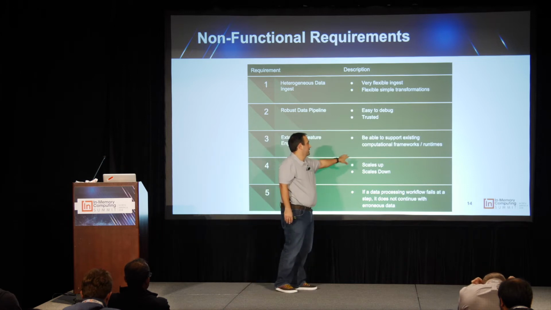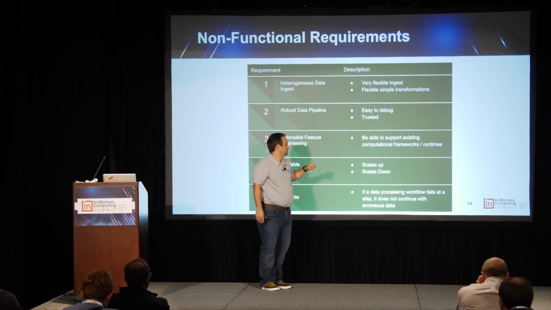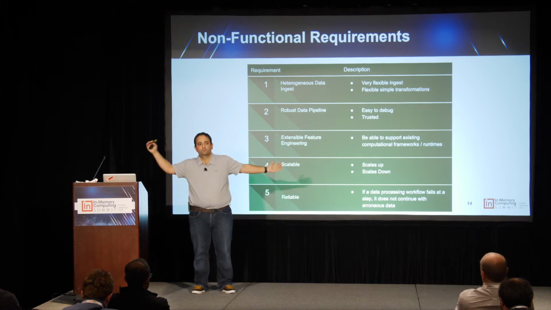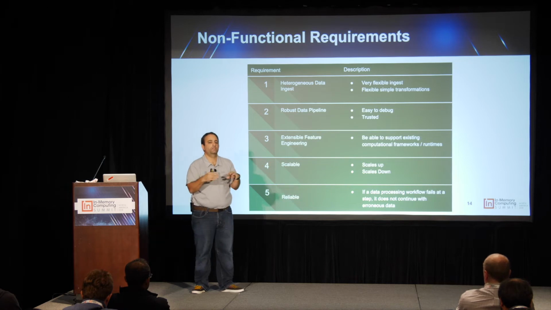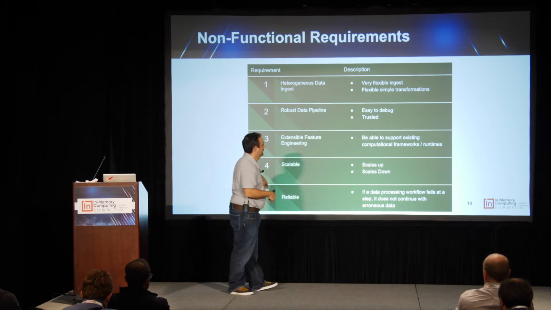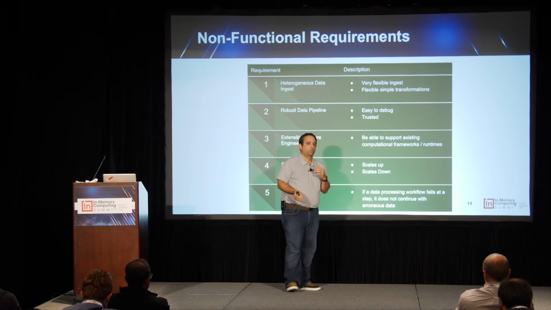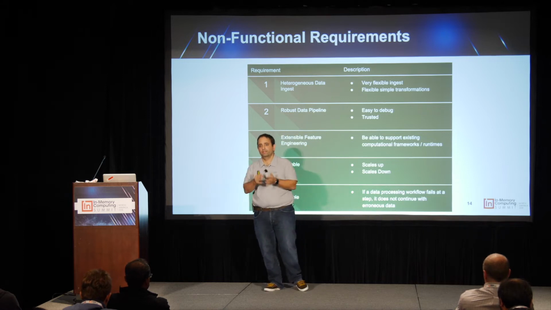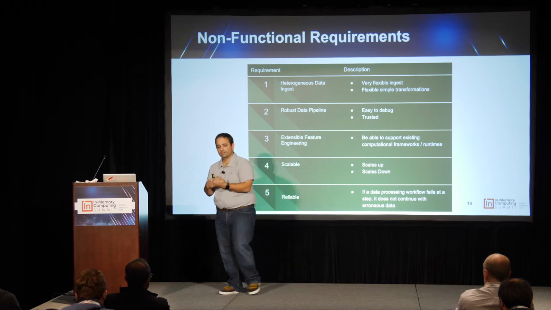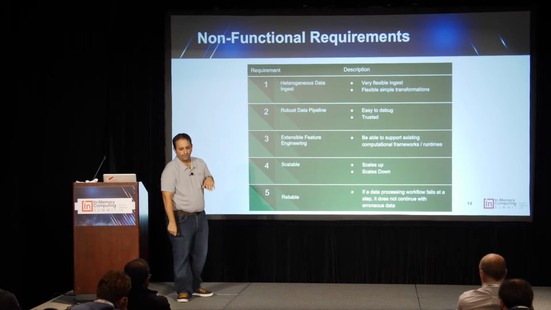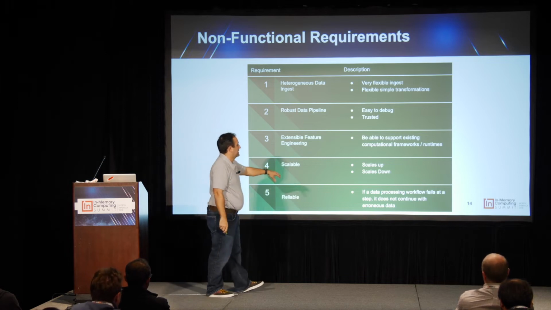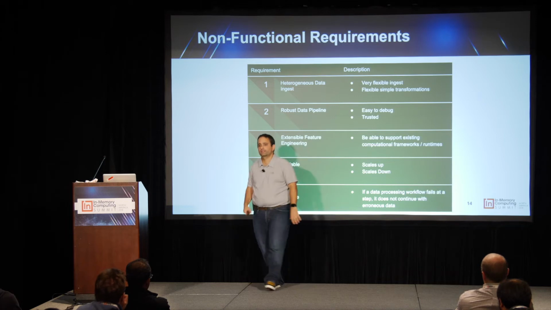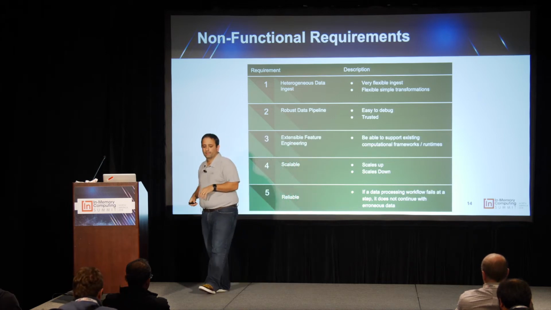Being able to support existing computational frameworks and runtimes, and scale up and scale down. There are situations where we're combining 50 billion points. There are situations where we're combining 10. We need to be able to scale up and scale down. Rigs, on average, in the Permian, drill a well every 14 days. So it's variable as to the amount of data that you're actually getting. And if a data processing workflow fails at a step, it does not continue with erroneous data. This is actually a big one. A lot of the pipelines that exist today that are mostly homegrown, that's kind of how they work.